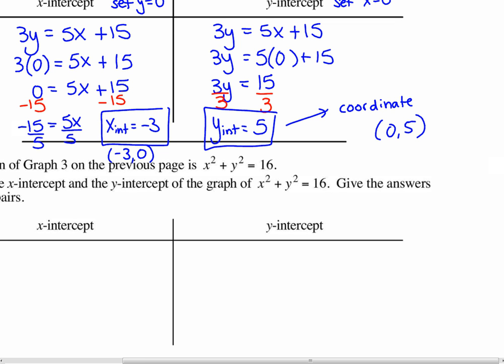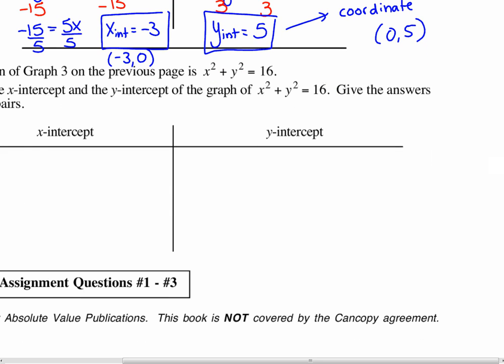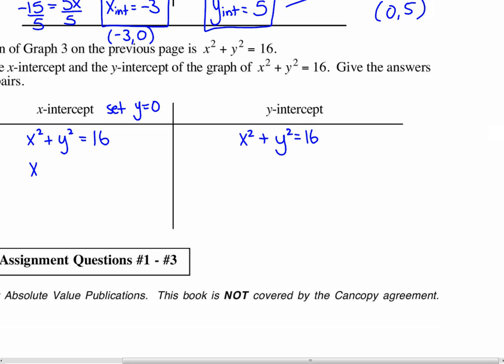Okay, let's try a fun one. Even though this is not linear, well, this is actually not even a quadratic. It's a circle if you graph this: x squared plus y squared equals 16. So if I want the x-intercept, what will I do? Set y to 0. Okay, so we have x squared plus 0 squared equals 16.